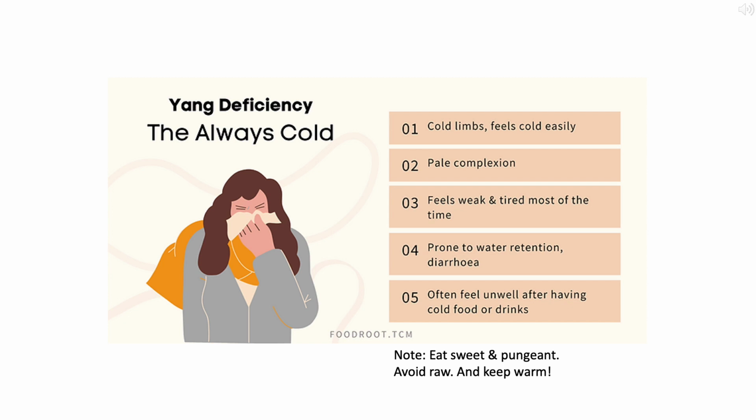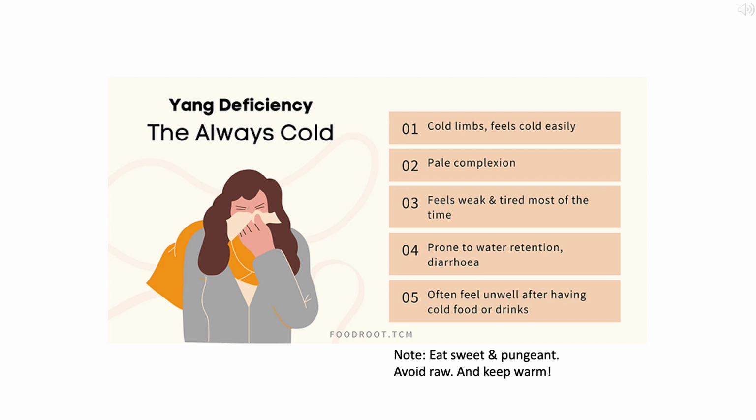Next, we have the yang deficiency, which is someone who would always be cold and exhausted, like burnt out. So they will feel cold in their hands and their feet. They probably are pale or have a pale tongue, feel weak and tired even when they wake up, or have a hard time waking up.